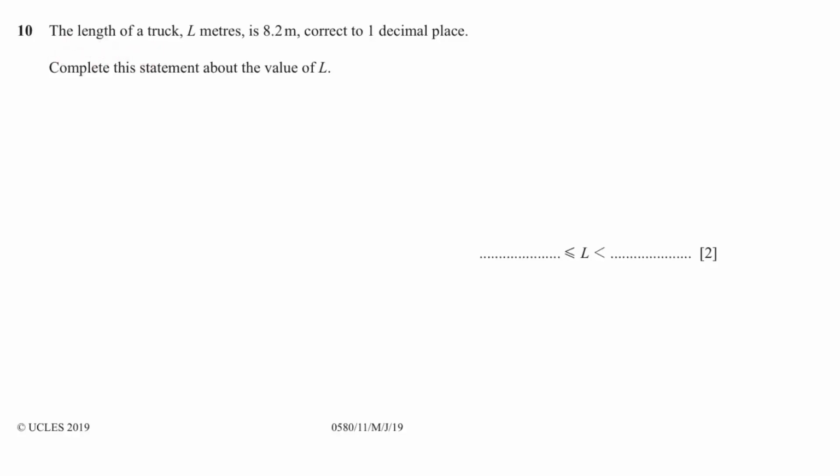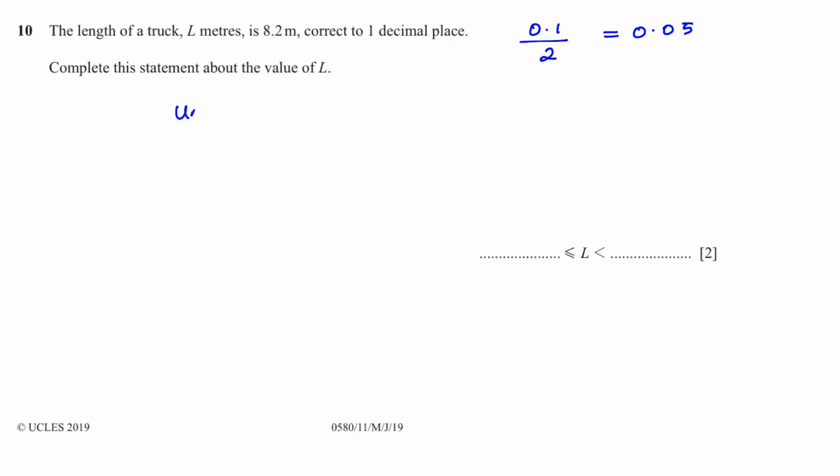Question number 10. The length of a truck L meters is 8.2 meters correct to 1 decimal place. Complete the statement about the value of L. This is an upper bound and lower bound question. Whenever they give you correct to something, so this is correct to 1 decimal place, which means it is correct to 0.1. Whatever the correct to place value is, divided by 2. And you will get 0.05.